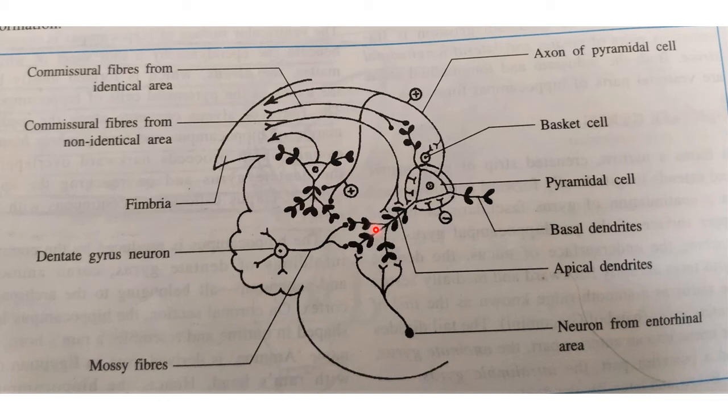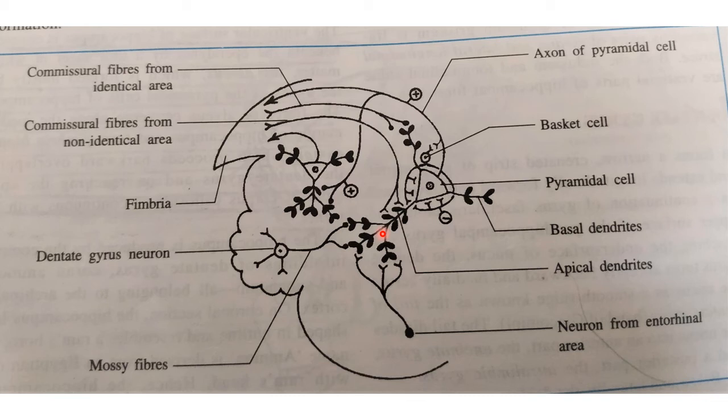In addition, the apical dendrites receive afferent fibers from the entorhinal area also. Here you can identify neurons coming from the parahippocampal gyrus or entorhinal area. They are going to communicate with the apical dendrites, and they also connect with the neighboring pyramidal cells. The pyramidal cells are excitatory in function.